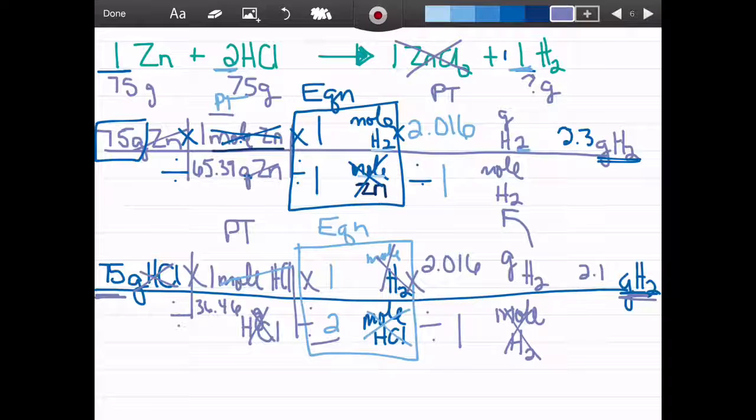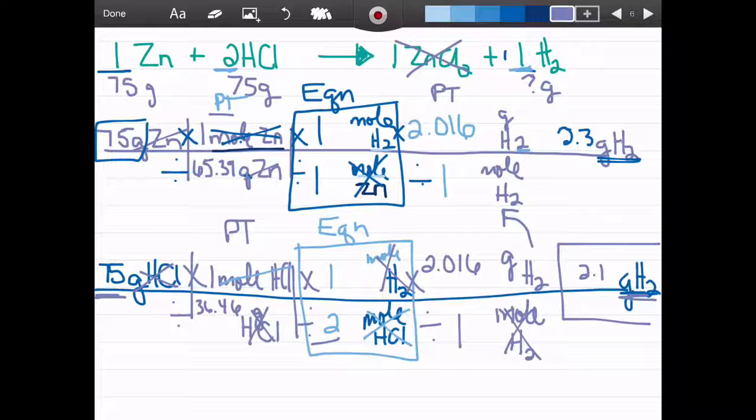Now, if you look at your 3 steps to a limiting reactant problem, we've already done a lot of work. We've done step 1, we've done step 2. Step 3 is very basic. All you're doing is labeling things. So you need to look at the smaller of the 2 answers. So in this case, it's 2.1. And this tells you 2 things. It tells you what reactant is limiting, and it tells you how much product is formed.